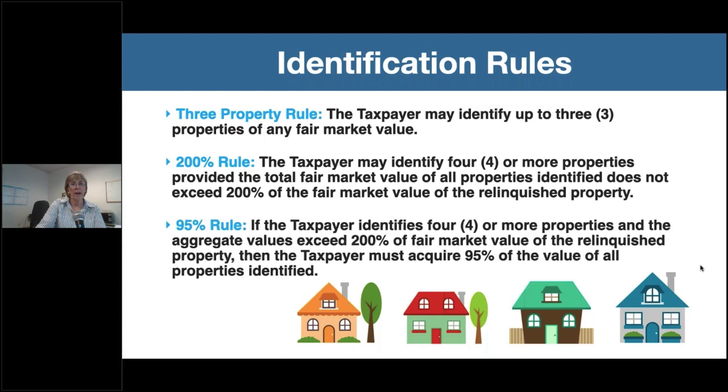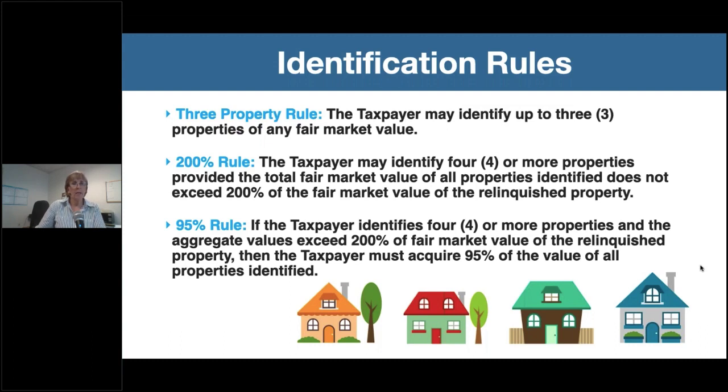And then there's the third and final rule, which is the 95% rule, which means you can identify 4 or more properties. The fair market values exceed 200% of your sale price. However, you need to close on 95% of the total of all the values of the properties identified. So when we talk about the identification rules, it's really important for the investor to understand what rule they're going to be able to use.